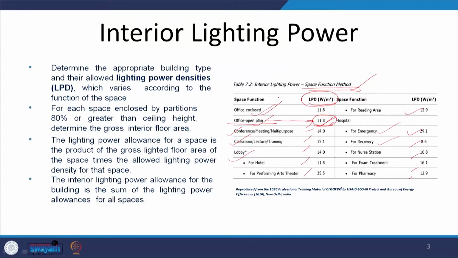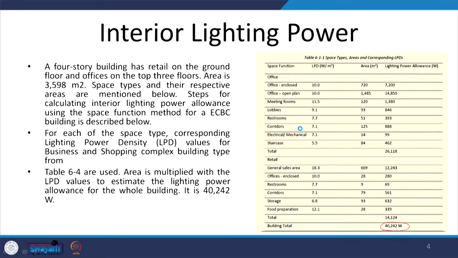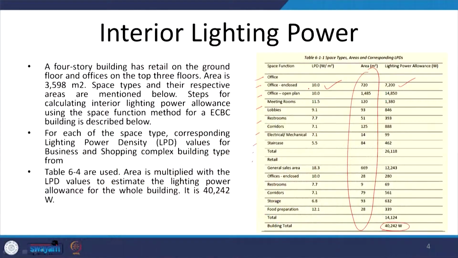In the space function method, for each space in the building, the desired LPD will have to be achieved. Suppose for a particular building, these are the different types of areas and the total area for each of these spaces. Based upon the LPD requirements taken from the ECBC, we calculate the total lighting power allowance for each space, and based upon this, the lighting system will have to be designed and the luminaires picked. Here, the LPD of each space will have to be met individually.